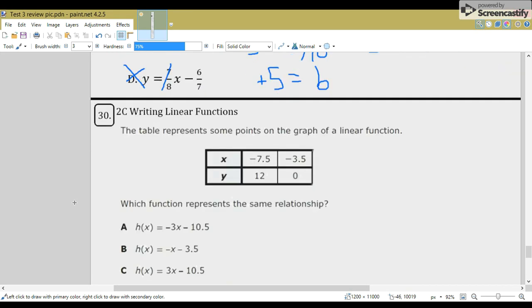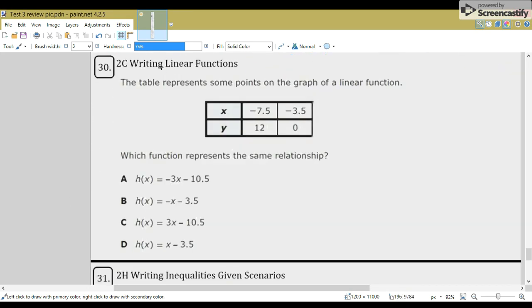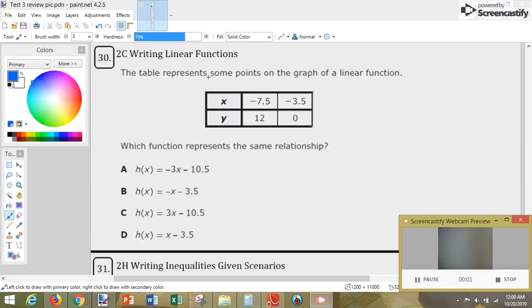Number 30. 2C. Writing linear functions. The table represents some points on the graph of a linear function. X, negative 7.5, and negative 3.5, and y, 12, 0. Which function represents the same relationship? It looks like all the slopes are different. So if we find the slope, we find our answer.